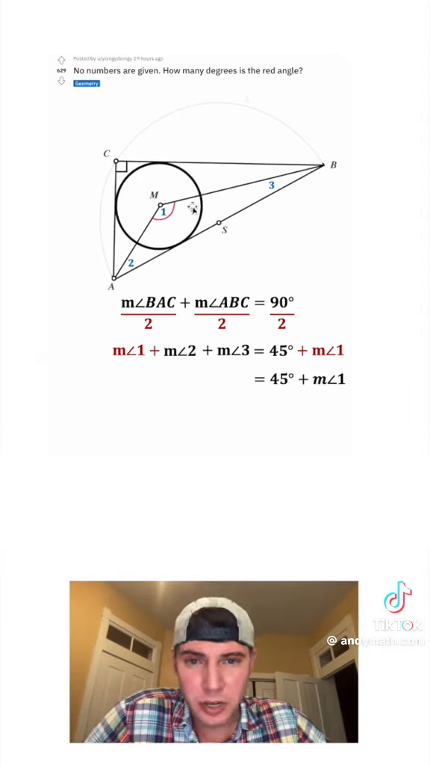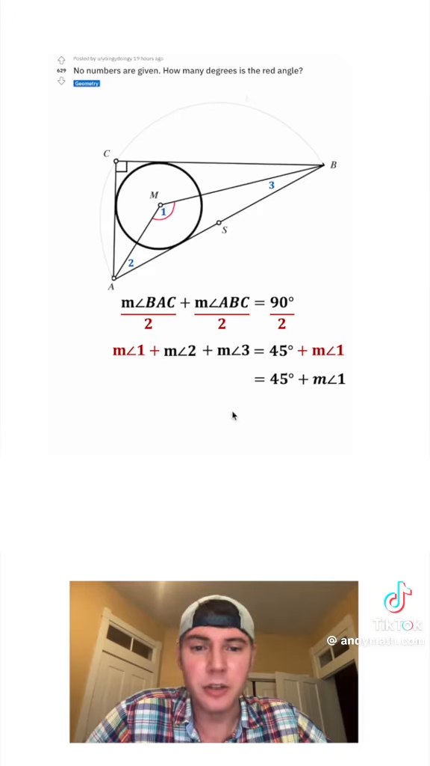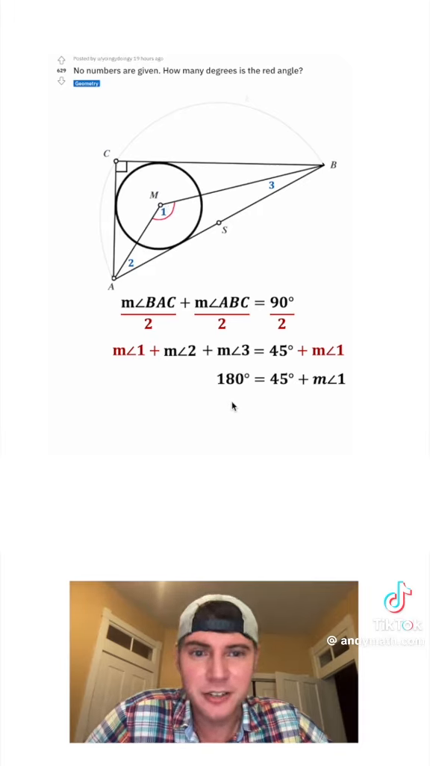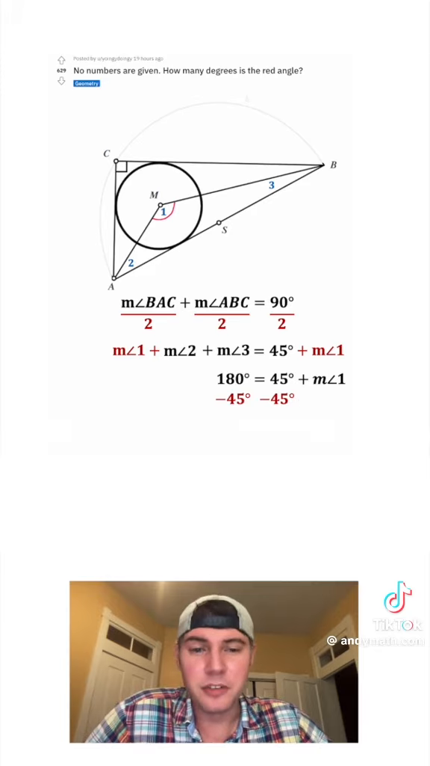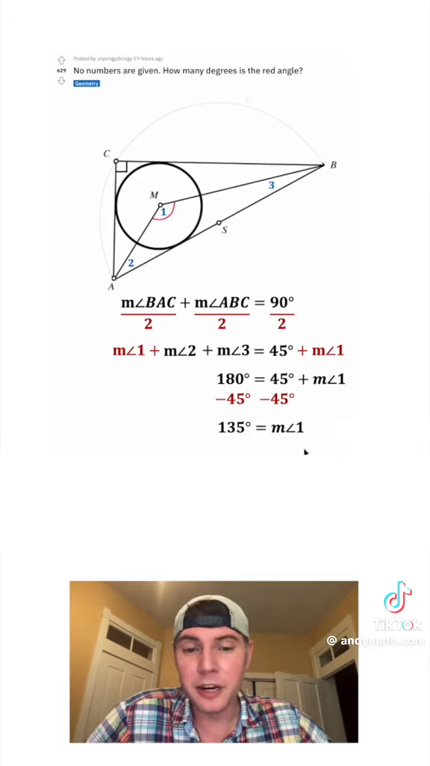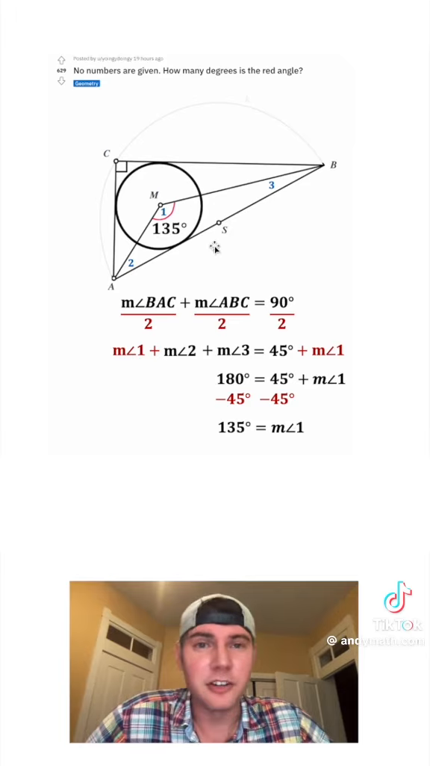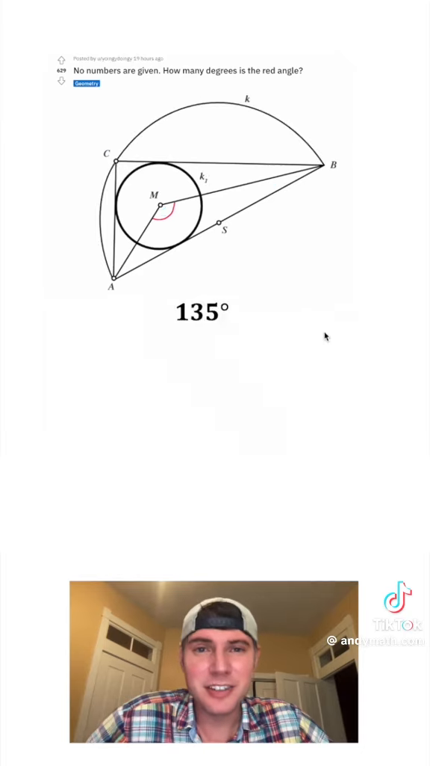Then let's smush all this together and add angle 1 to both sides of the equation. Angles 1, 2, and 3 are the three angles of this triangle, so we know they're all going to add up to 180 degrees. And if we subtract 45 degrees from both sides, 180 degrees minus 45 degrees is 135 degrees. And on the right-hand side, we just have the measure of angle 1. So the measure of this red angle is 135 degrees. And that is the answer to the question.